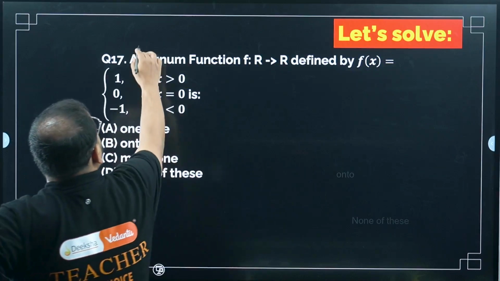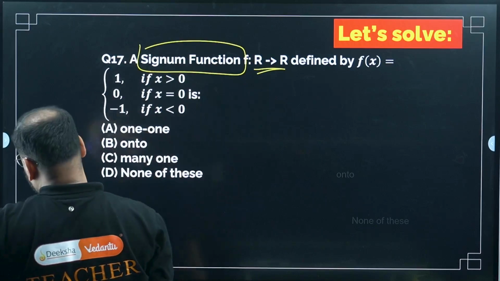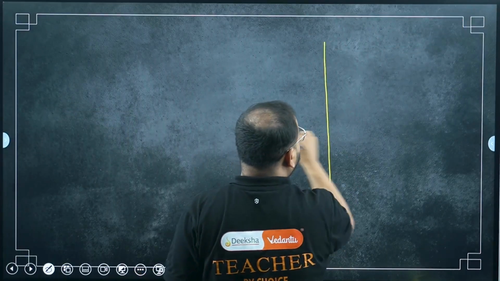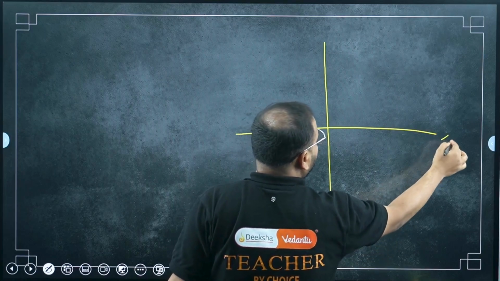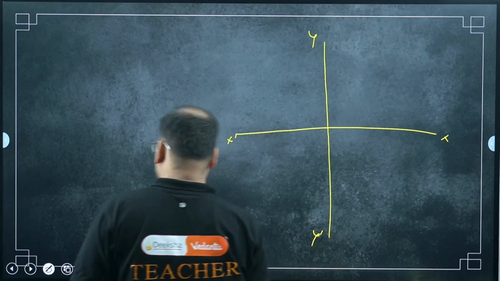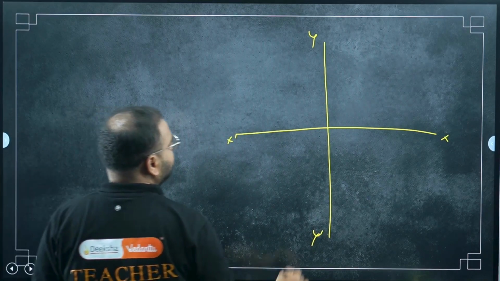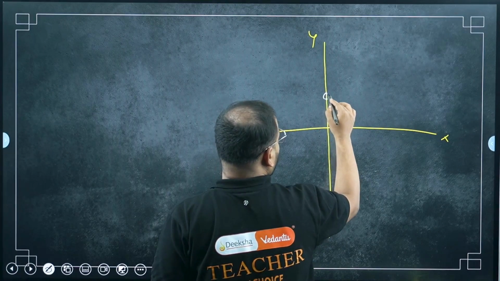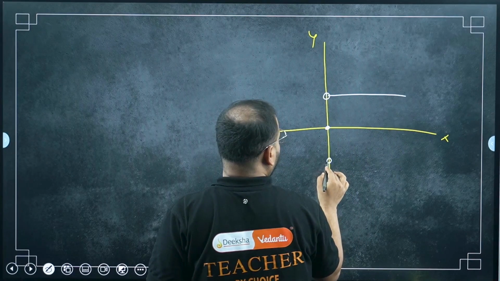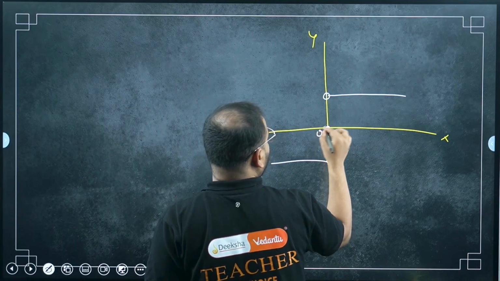A signum function is defined on real numbers like this. We know the signum function definition. What's the definition of the signum function? Take all real numbers, x and y. This is my x dash, this is my y dash. How does it look? It looks like this. I hope you remember: it is open here, closed here, and open here. This is my -1, 0, 1.